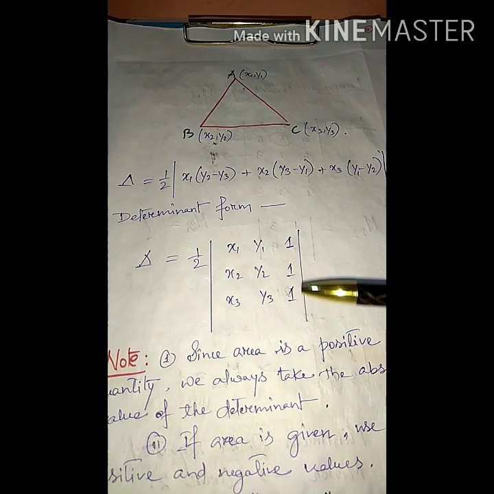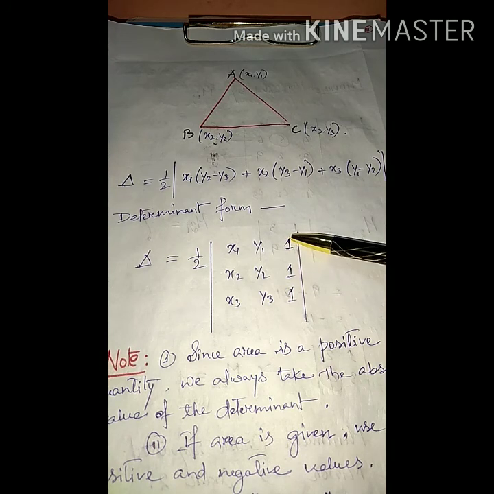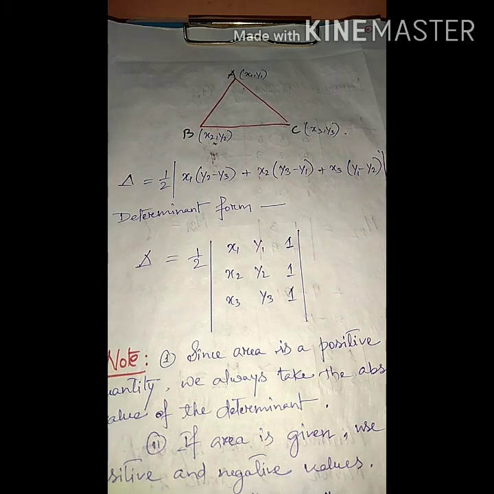And here, for easier calculation, you can also apply the properties. If we transform R3 to R3 minus R2, and R2 to R2 minus R1, then 1 minus 1, 1 minus 1, two elements are 0, and then we can easily expand. This method also we can apply here. Is it clear? So very easy and very simple. In this way we can also find the area of a triangle.